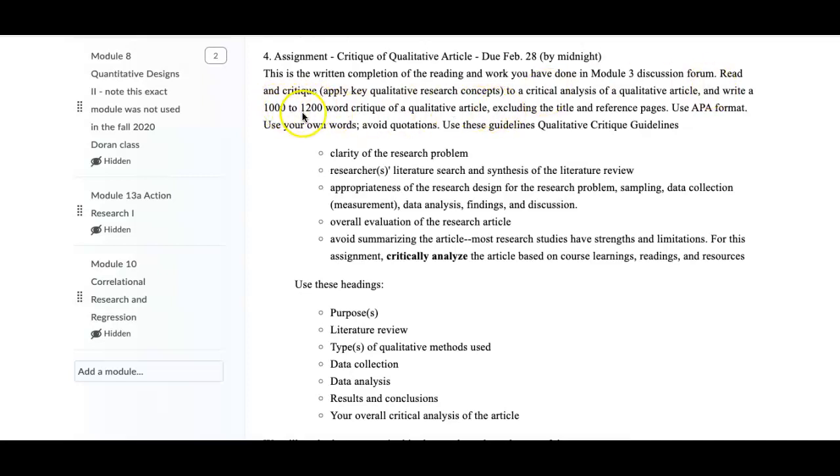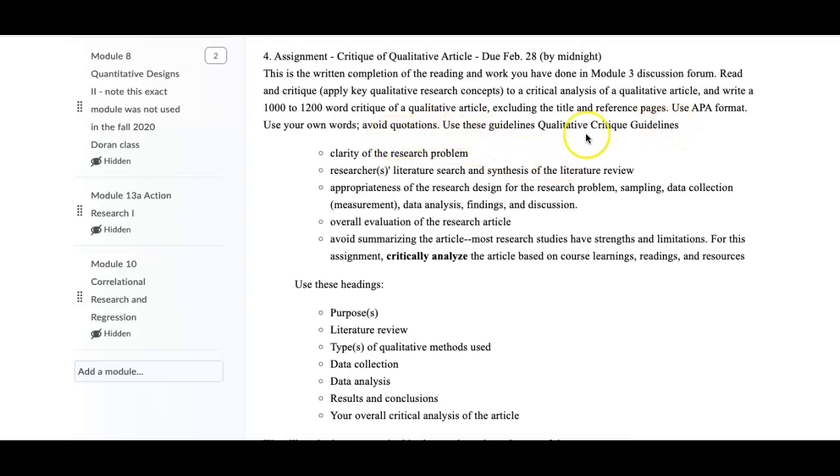Now, this number of words has to do with the qualitative article, excluding the title and the reference page. I'd like you to use APA formatting, and I'd like it written in your own words. You can use quotations, but I don't want the whole paper to be somebody else's work, meaning quotations.